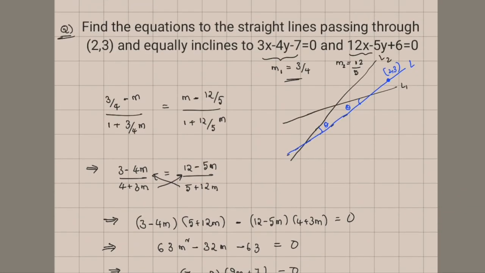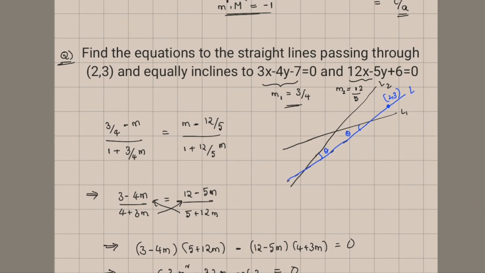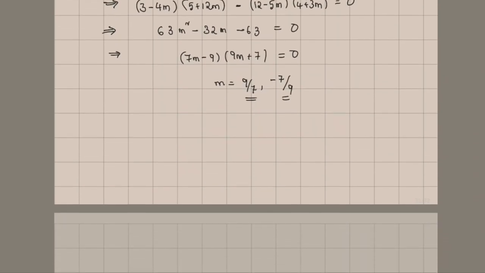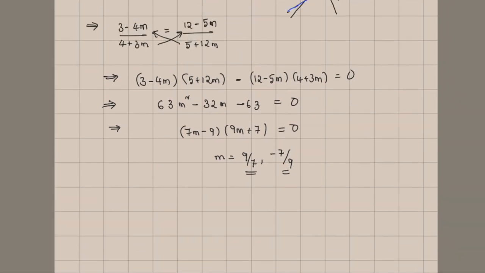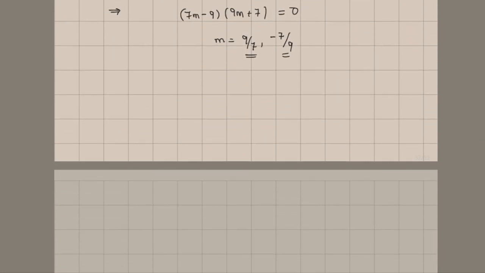Let's say this line has a slope 9 by 7. Then there will be another line which is also equally inclined, and these two are perpendicular. So these are the slopes of those two lines. So we got the slopes, and in the question they have given that the straight line passes through (2, 3). We know a point and we know a slope, so we use the point slope form, which is y minus y1 equals m into x minus x1.